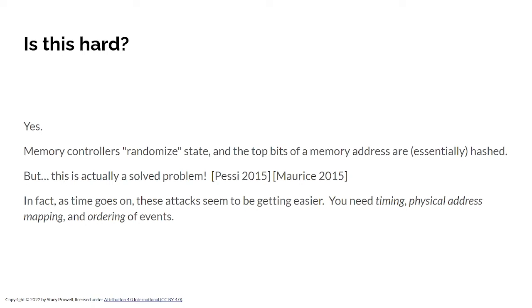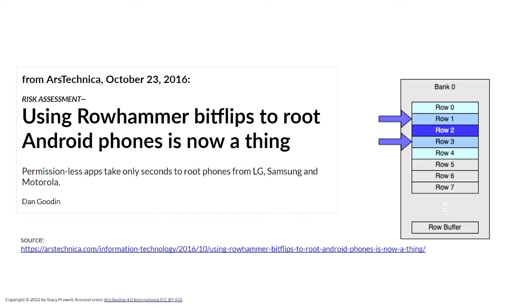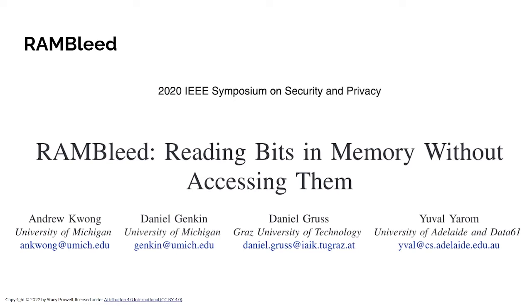So you need timing, physical address mapping, and ordering of events, and it turns out that a lot of different environments can begin to give you the pieces that you need. So here's a paper, or a report of one, from Dan Gooden, where they talk about flipping bits on an Android phone. That's nice. And if you want to know more about it, here's a paper from 2020's IEEE S&P on Rambly: Reading bits in memory without accessing them. This is an interesting paper. You may want to give that a read.